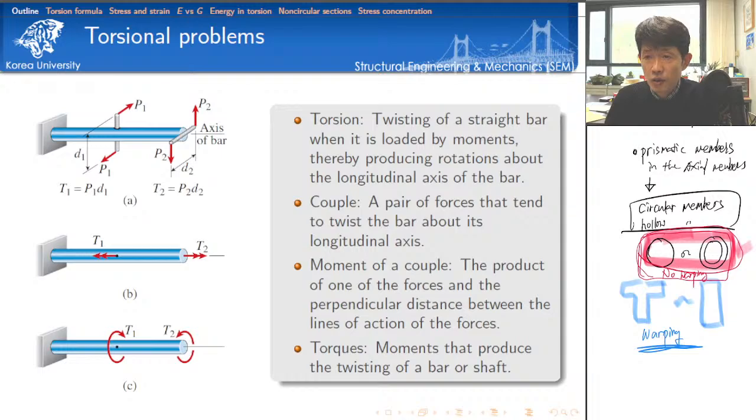And first, let's talk about what torsion is. Torsion means we want to consider twisting of a straight bar when it is loaded by moments, thereby producing rotations about the longitudinal axis of the bar. And the key point is that here we have to consider the circular section, only for circular sections.